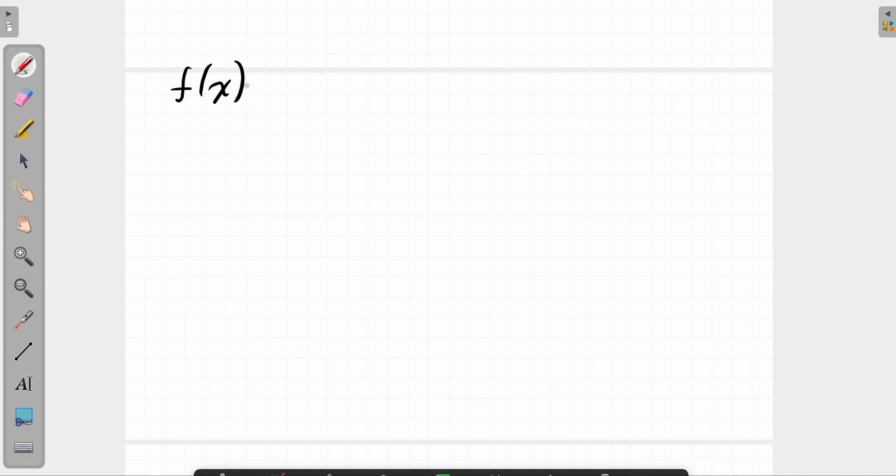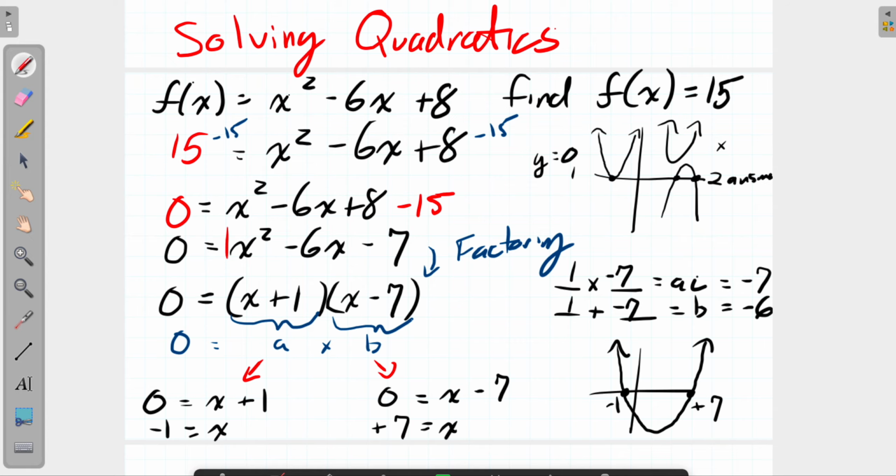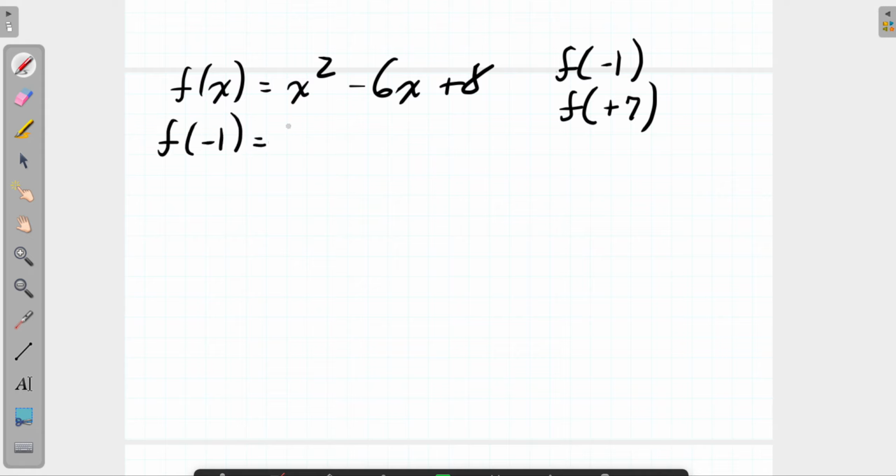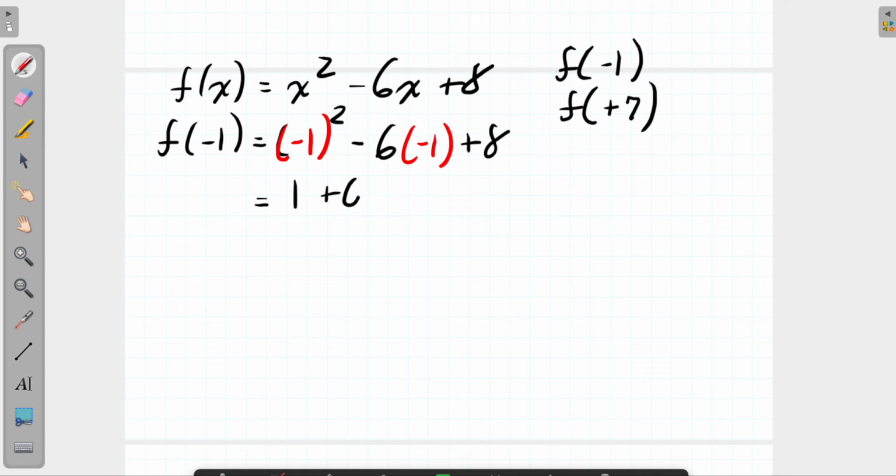We said f at x was equal to x squared minus 6x plus 8, I believe. And we were confident that the x values would be at f at -1 and f at +7. If that's true, let's try these out. F at -1 gives you, I'm going to put in red here just to show that substitution, -1 squared minus 6 times -1 plus 8. -1 squared is 1. This becomes +6 plus 8. 8 and 6 is 14 plus 1 is 15.